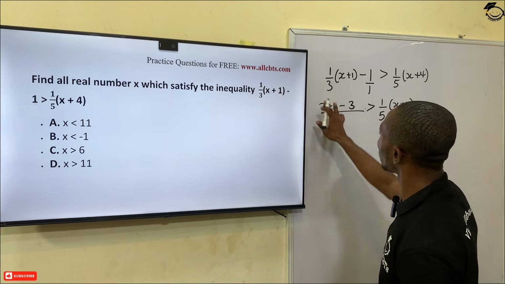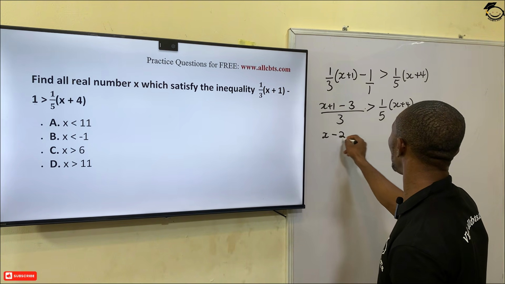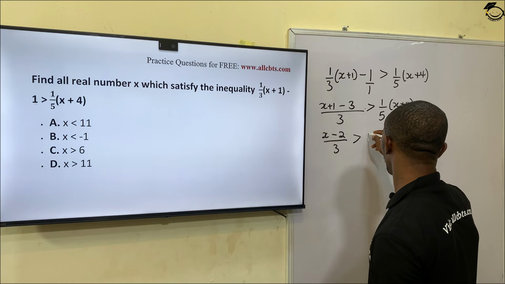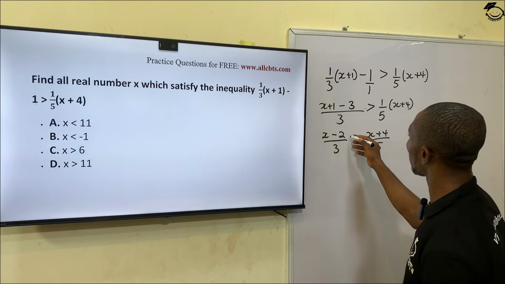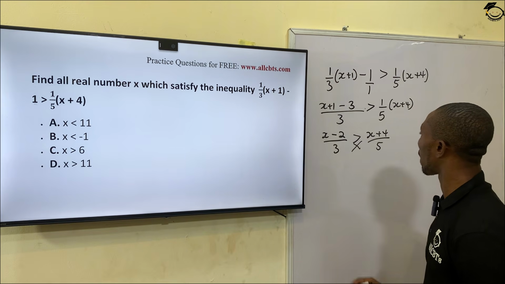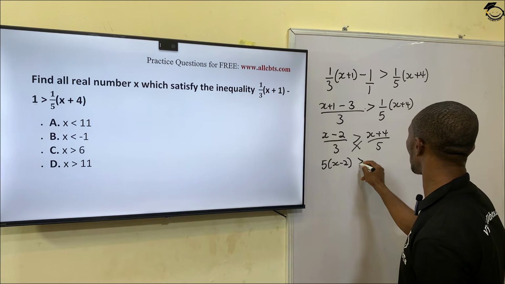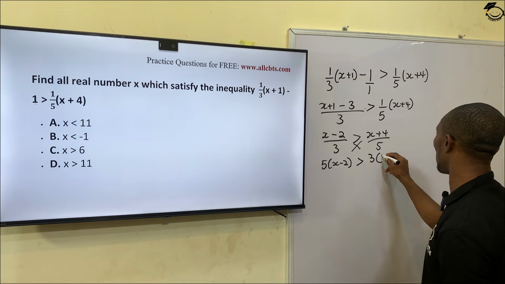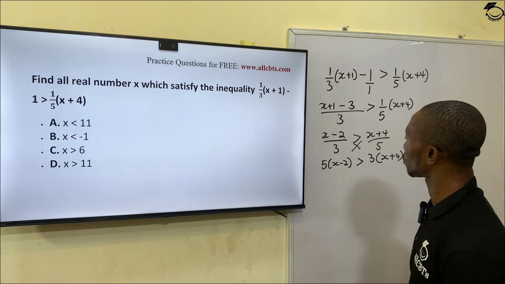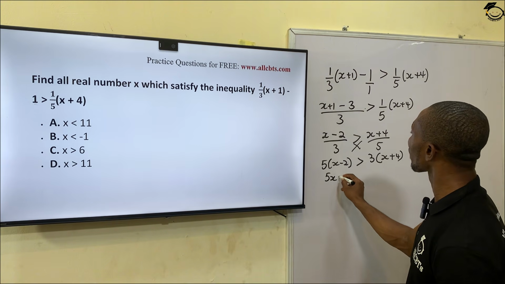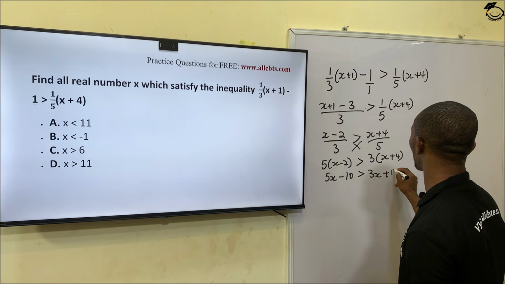All right, now solving this out, we have it as x minus 2 all over 3 is greater than x plus 4 over 5. Now we can cross multiply. This becomes 5 bracket x minus 2 is greater than 3 bracket x plus 4. Opening up our brackets, we have 5x minus 10 is greater than 3x plus 12.